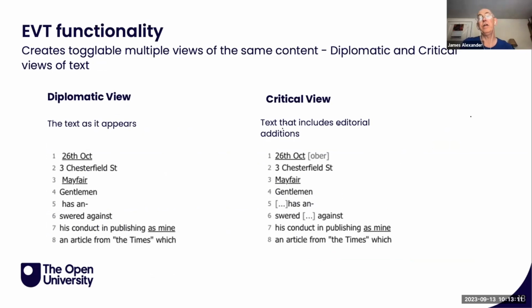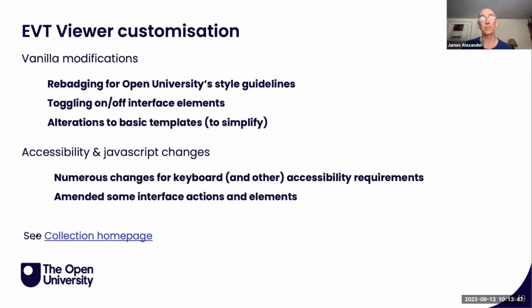But one of the features we really like about the viewer is that you can toggle the view of the text, as well as being able to see both the image and the text at the same time. So if you want to change from a critical to a diplomatic view of the text, you can. A diplomatic view is really the view of the text as it is, and a critical, also called an interpretive view, would include editorial additions such as helpful expansions of abbreviations, as well as indicating where the text is missing. And we found this to be a really useful feature, and we were delighted that it was available.